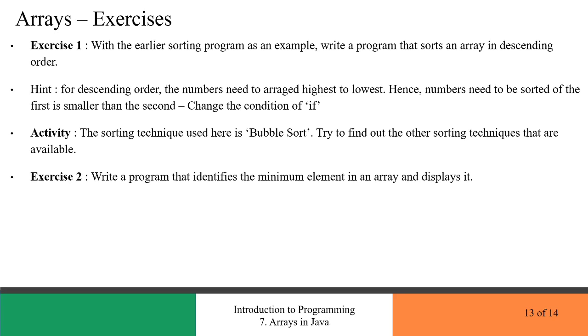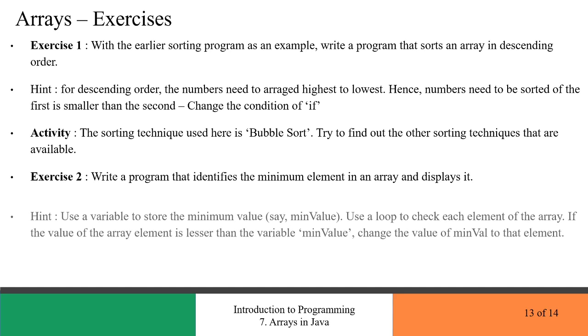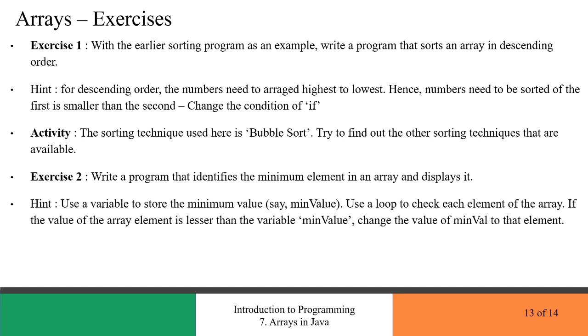Let us go to the second exercise, which is to write a program that identifies the minimum element in the array and displays it. The hint here is to use a variable that stores the minimum element. While we iterate through each element of the array, we are checking if the value at the current position is smaller than the min value. If the value is smaller, we are assigning that value to min value. Try to write a code that achieves this.